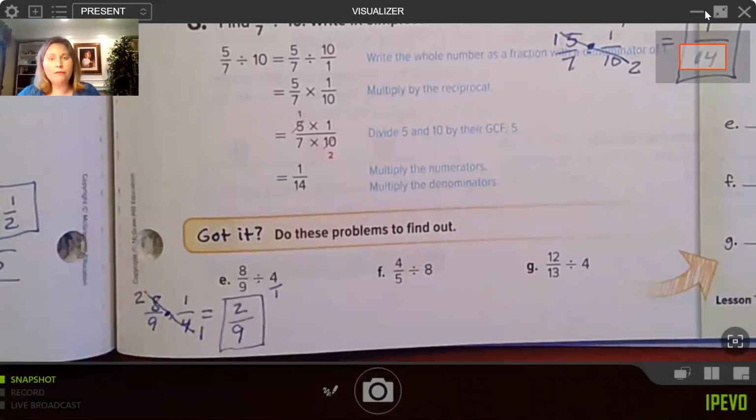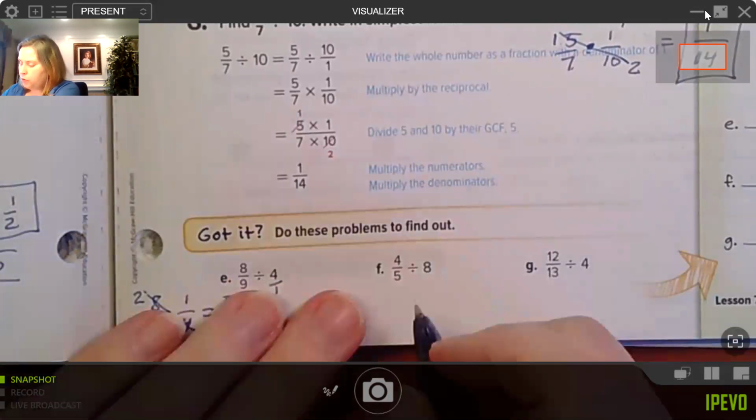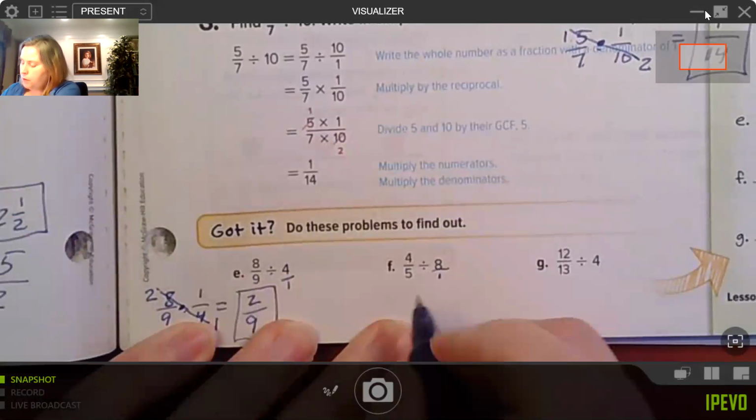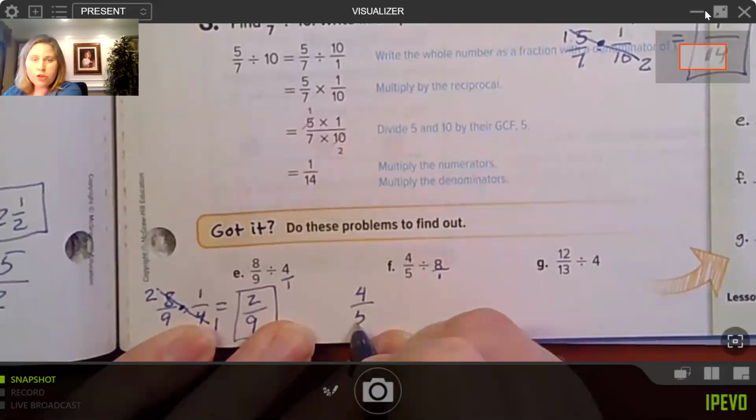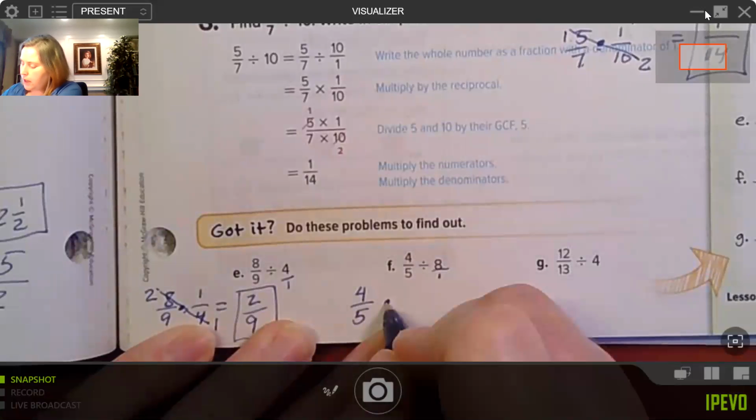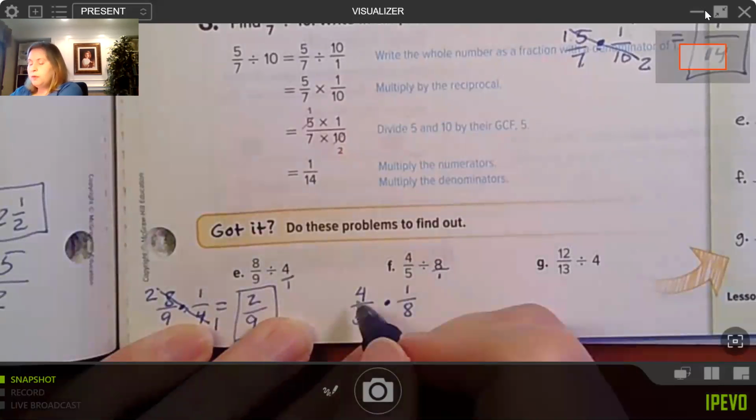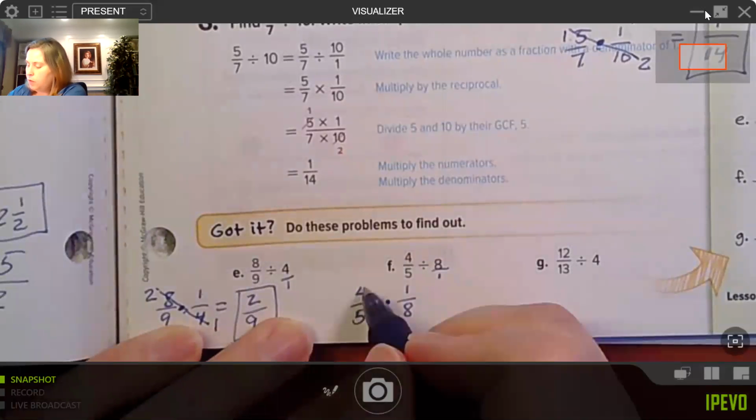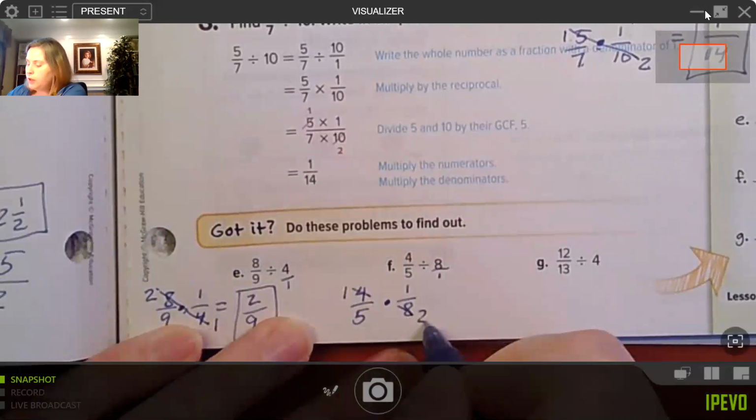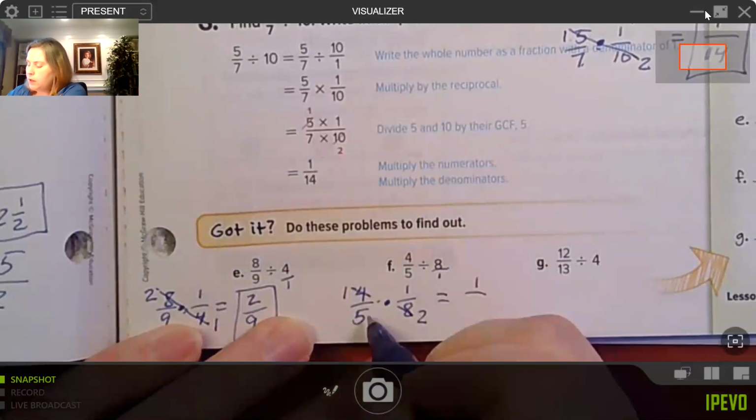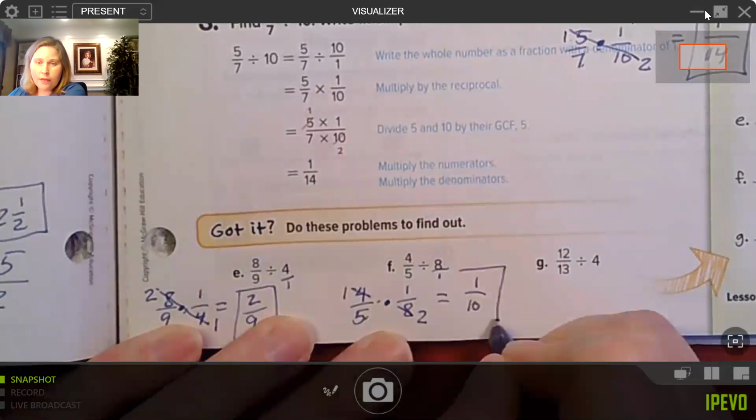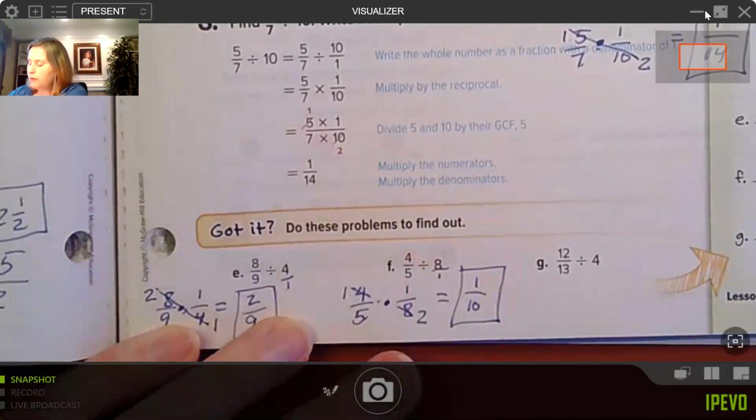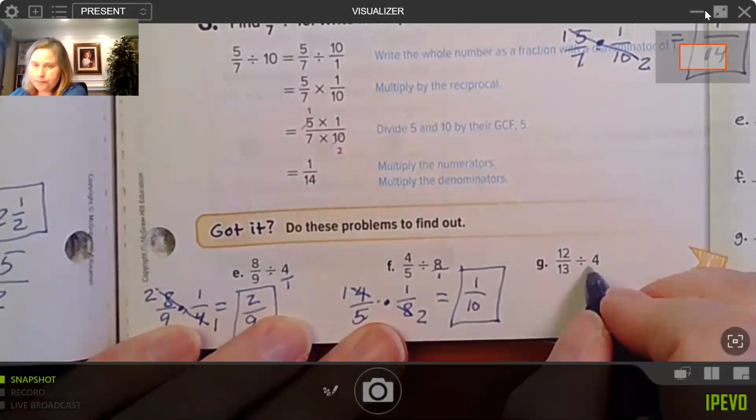Then we look at letter F. We have 4/5 divided by 8. So we leave the 4/5 alone. That's our starting amount. We'll write the 8 as 8 over 1. So now we will write this as 4/5. We'll change the divide to times. We'll change the 8 over 1 into 1 over 8. We look for cross cancellation, which we can cross cancel. 8 and 4 are both divisible by 4. 4 divided by 4 is 1. 8 divided by 4 is 2. Numerator times numerator is 1. Denominator times denominator is 10. So we have 1/10.